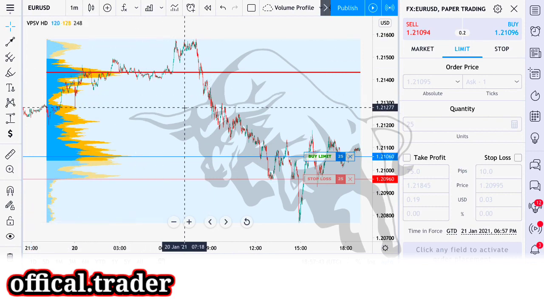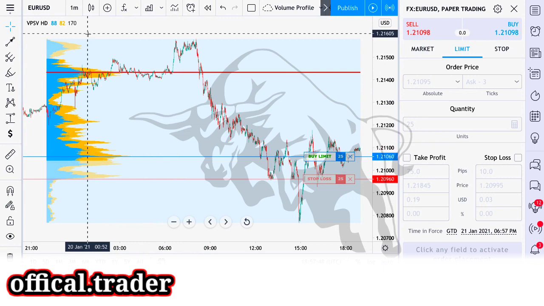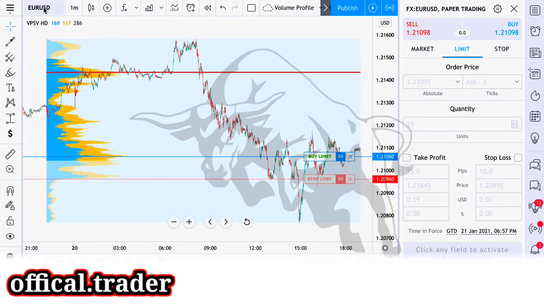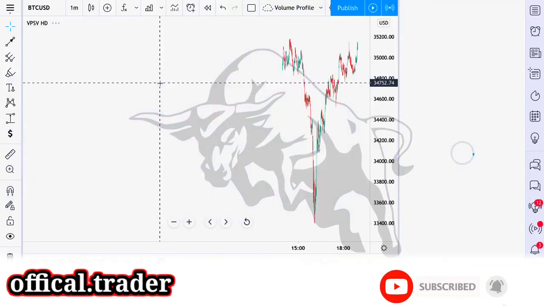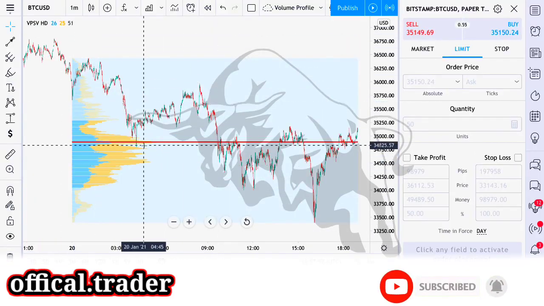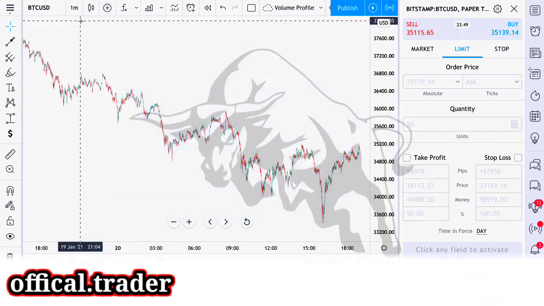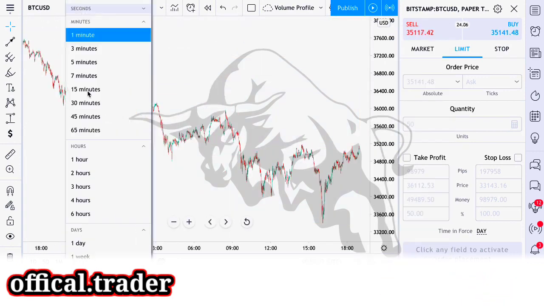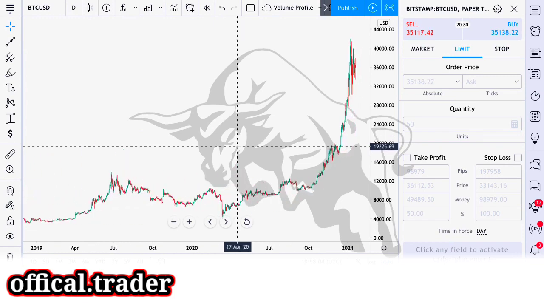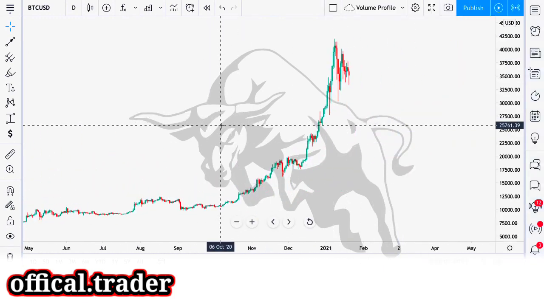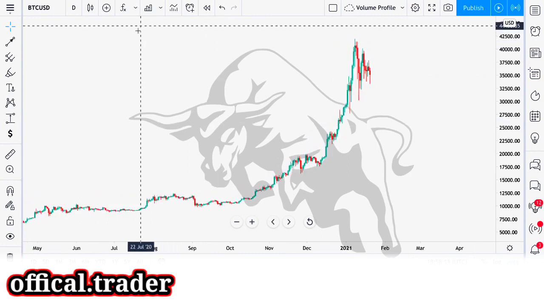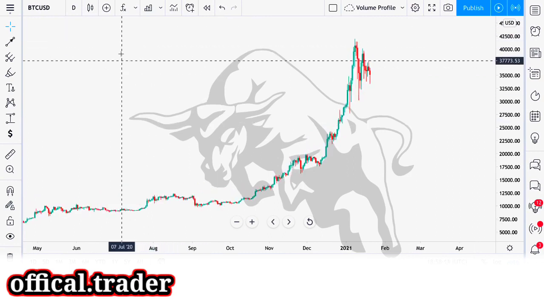Now, let's move on to something interesting, which is using the volume profile to not only trade, but also to analyze markets, share facts, and be more knowledgeable. So we've opened up a chart of Bitcoin, BTC USD, and let's say we don't want to trade, we just want to analyze price and share some facts with friends or colleagues.